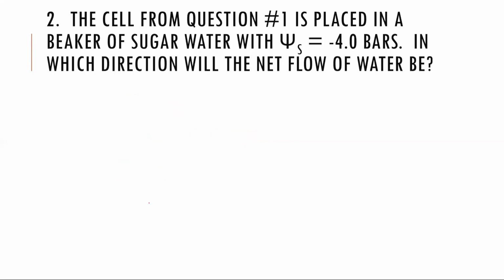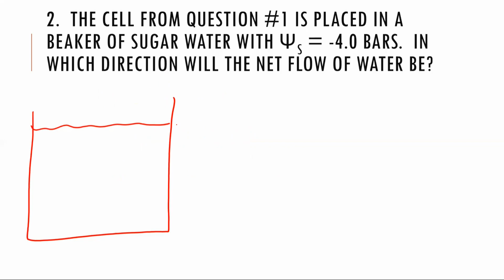So then we take that cell and place it in a beaker of sugar water, and I immediately draw my beaker that has a solute potential of negative 4 bars, right? So I set up my situation looking like this. I have my beaker with my cell. I always go in here and just put my formulas because this is where everything comes from.